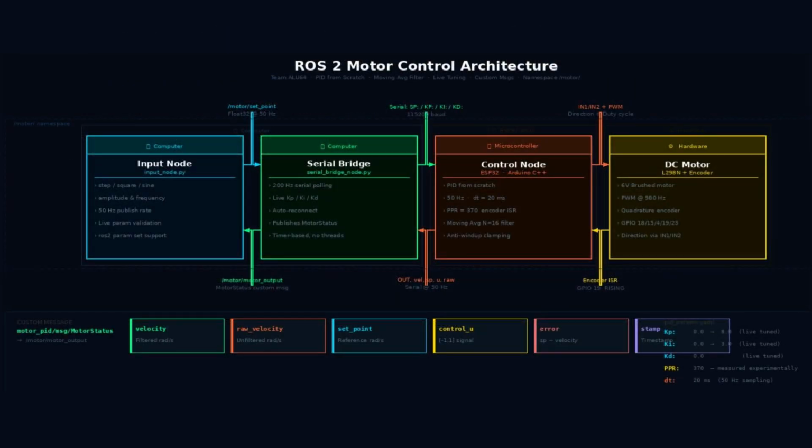This diagram shows the actual implementation flow. The input node publishes the set point. The serial bridge forwards the set point and controller gains to the ESP32, and the control node computes the control action and drives the motor. Encoder feedback is read through hardware interrupts, and telemetry is sent back through serial, converted into a custom ROS2 message, and visualized using PlotJuggler.